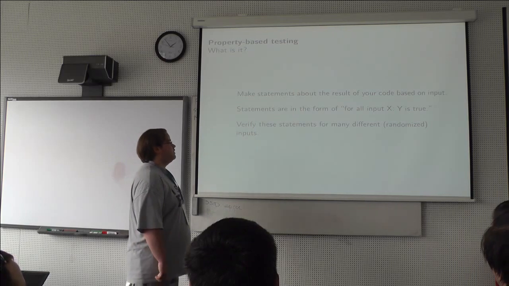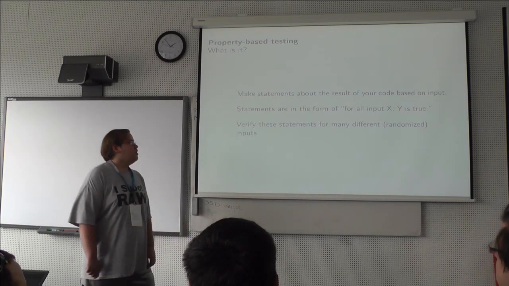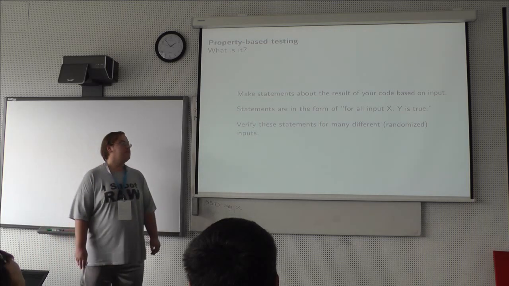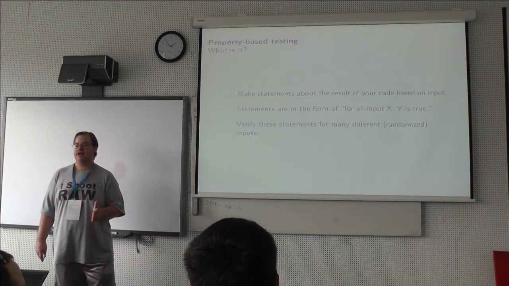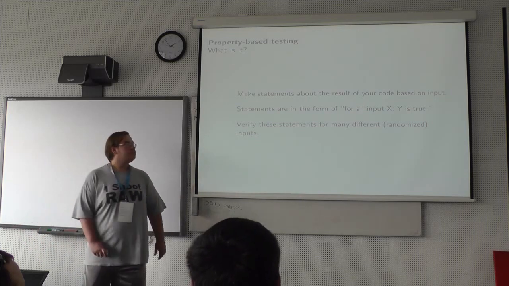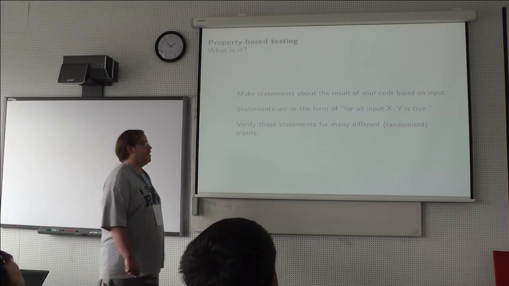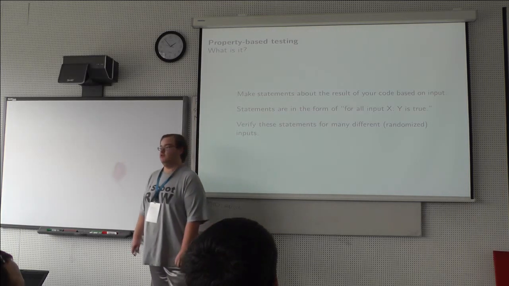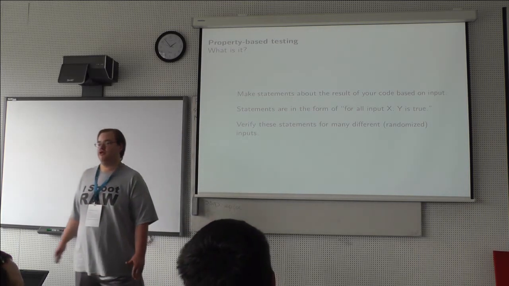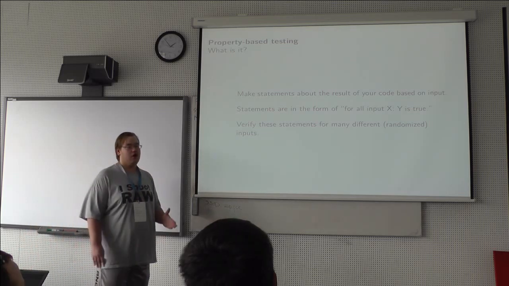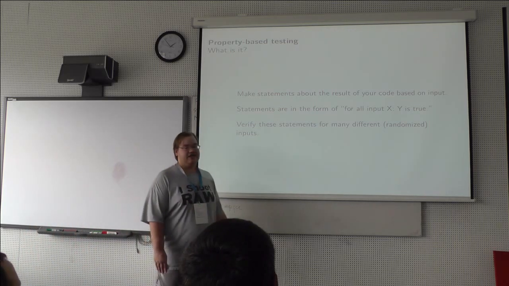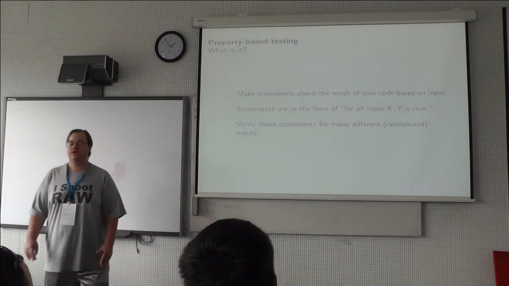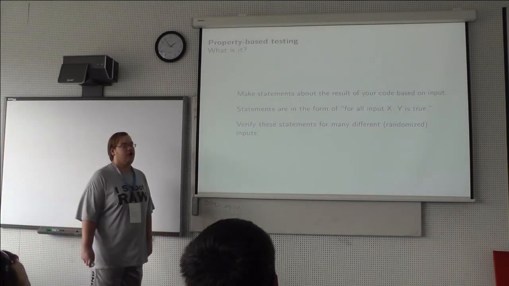So what is property-based testing? Property-based testing is when you make statements about your code in the form of, for all input x, some statement y is true. And then you verify these statements over many different automatically randomized inputs. So you're not coming up with the input to test your function, it's doing it automatically. So it automatically covers a lot of the edge cases that we forget. It's covering bounds that might overflow. It's generating this test input automatically.